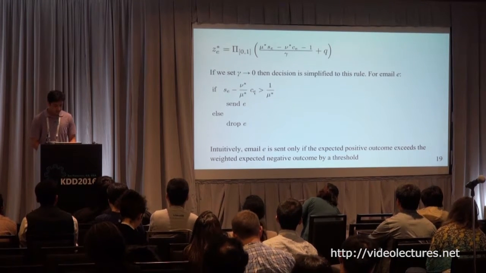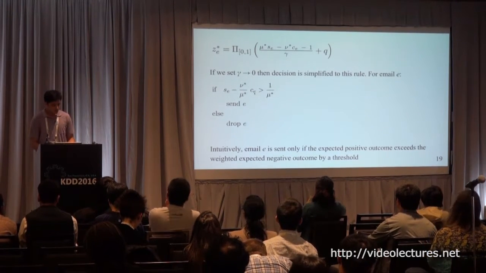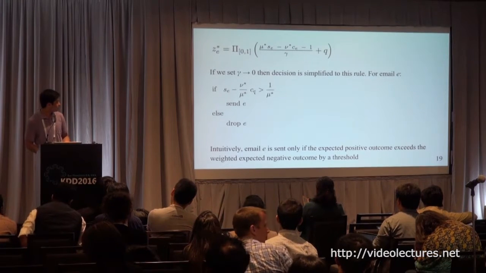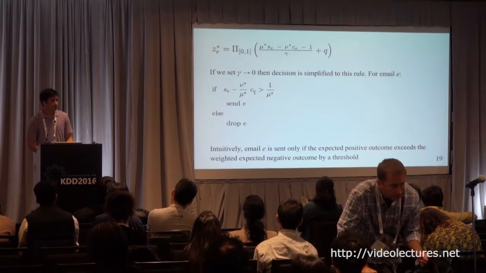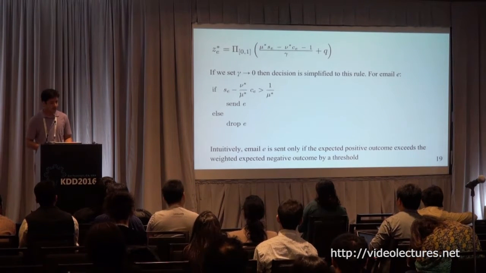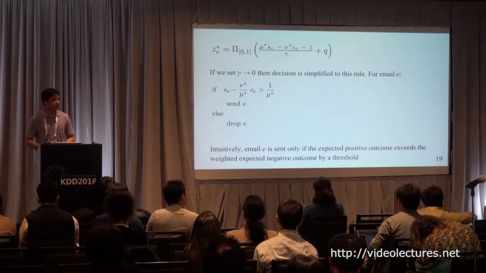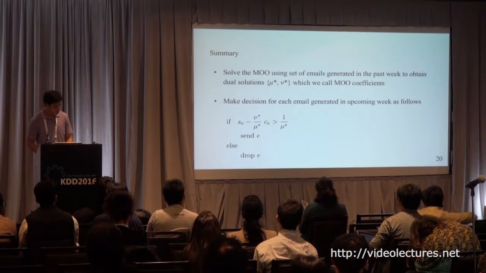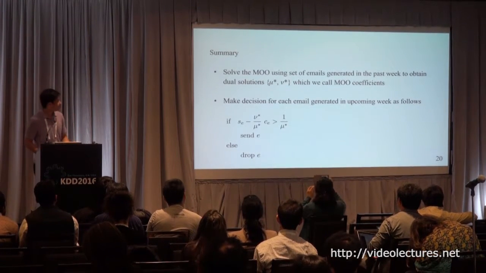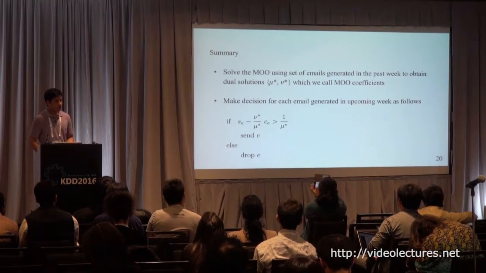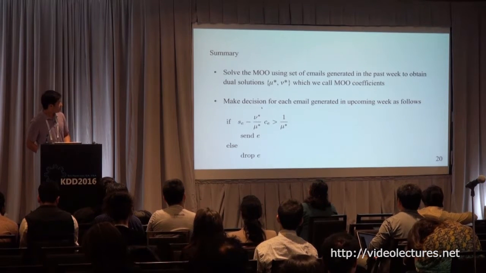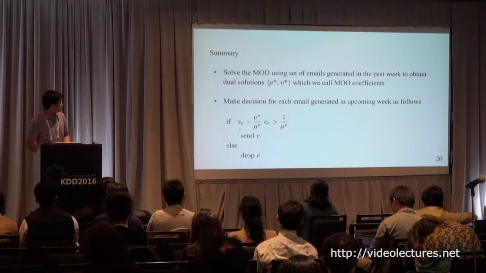So intuitively, what we are saying here is that email E is sent only if the expected positive outcome, that is a session, exceeds the weighted expected negative outcome, that is a complaint, by a threshold, which is quite intuitive in this case. So you want the positive outcome to exceed the weighted negative outcome by some threshold. Then you send the email, otherwise you drop the email. So to summarize, we've solved the multi-objective optimization using the set of emails that was generated in the past week, and obtained the dual solutions mu star and nu star. And then for every email E that gets generated in the upcoming week, we will make a decision in this way.